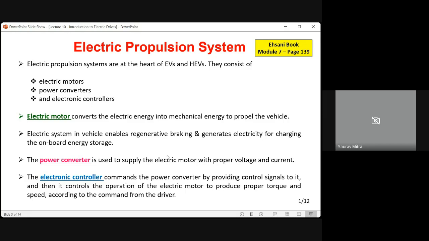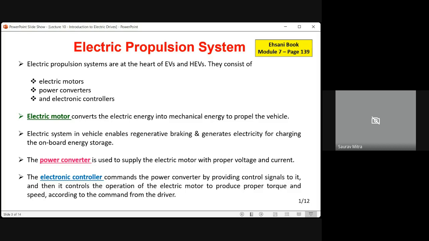What is power converter? It is used to supply the electric motor with proper voltage and current. A very easy explanation is, if we are using induction motor for propulsion system, that means induction motor or AC motor, they are giving the power for propulsion, but we are generally storing energy in terms of DC energy, that is in the battery. So from DC we have to first convert the DC into AC. There we are using DC to AC converter, or it is called an inverter. And then output of the inverter we are connecting to the input of the AC motor or induction motor. So there you need power converter.